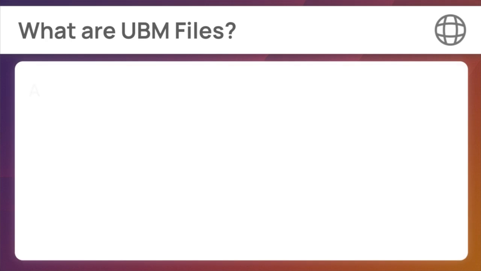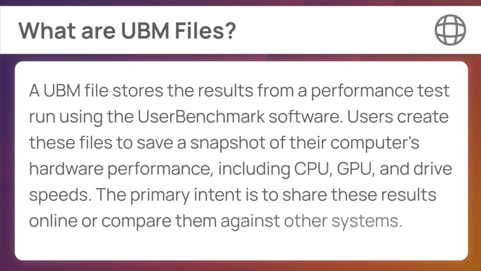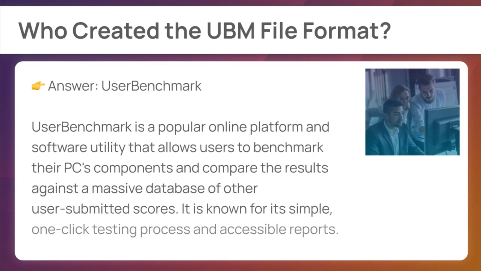A UBM file stores the results from a performance test run using the UserBenchmark software. Users create these files to save a snapshot of their computer's hardware performance, including CPU, GPU, and drive speeds. The primary intent is to share these results online or compare them against other systems.